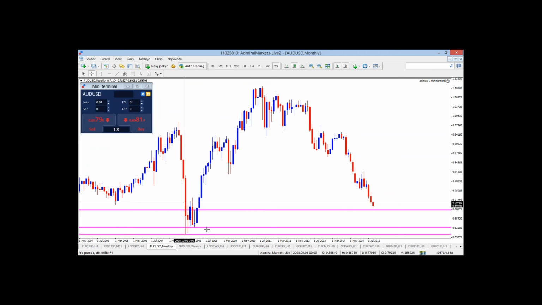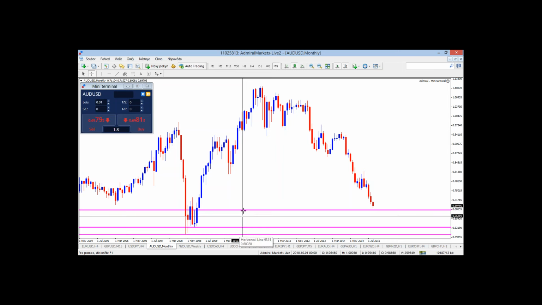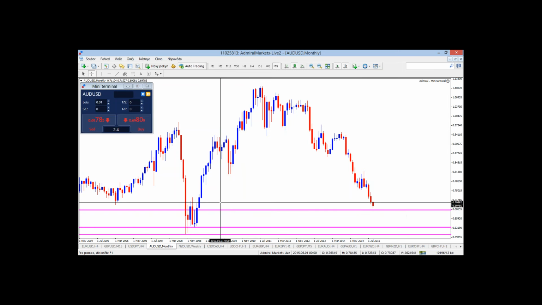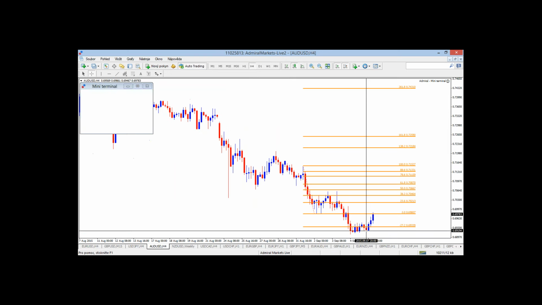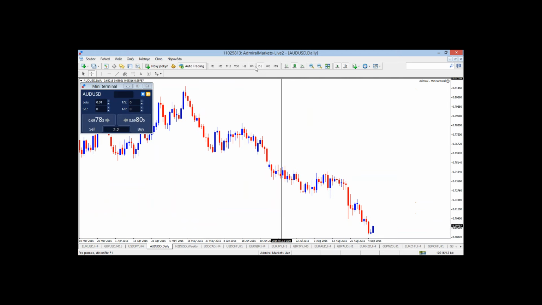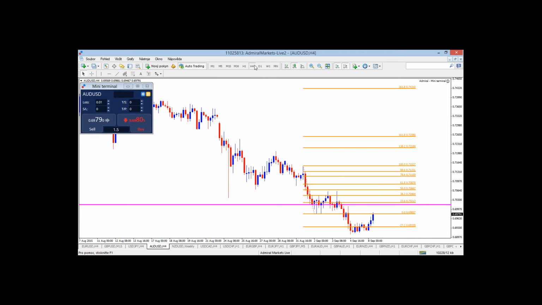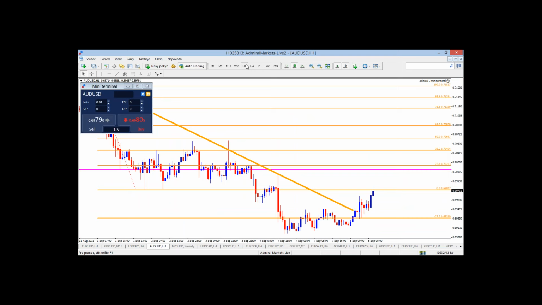Anyhow, we are getting closer to some kind of monthly support zone. It's a huge zone between 60 and 68. So it still has some space to go probably. But yeah, 60 to 68 could be a bit of a bouncing spot, just looking at the monthly. So if we then zoom into a lower time frame, looks like we're getting into an interesting retracement zone indeed.